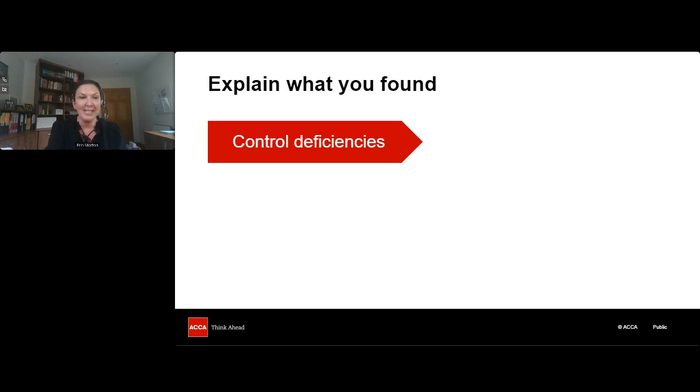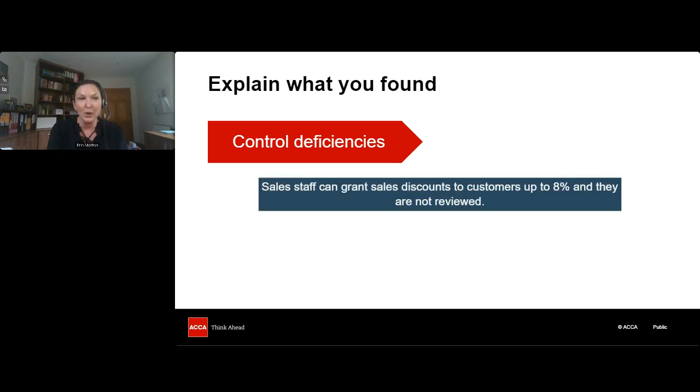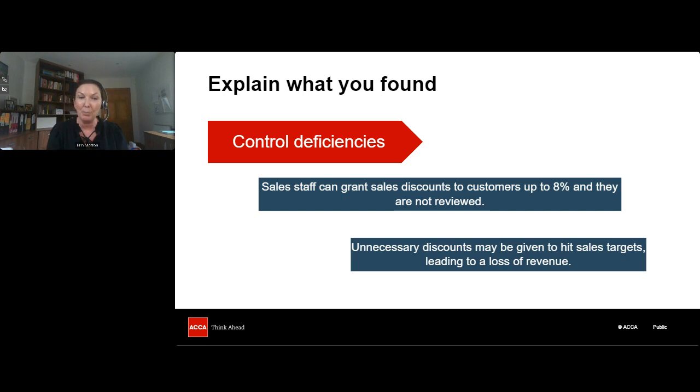Control deficiencies, again, we need an explanation. A deficiency that came up in the scenario was that sales staff can give discounts up to 8% and they're not reviewed. Lovely, but the problem with that is that sales staff could grant discounts to people unnecessarily. There could be a loss of revenue as a result. So I need to let the marker know why that is a problem and show my understanding. So that extra sentence: unnecessary discounts may be given to hit sales targets, leading to loss of revenue. Again, that ensures that I'll get a full mark for my control deficiency.